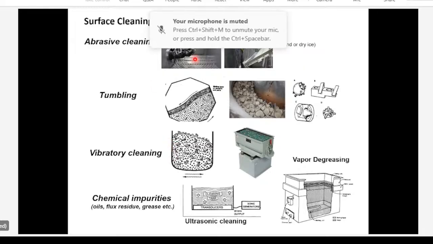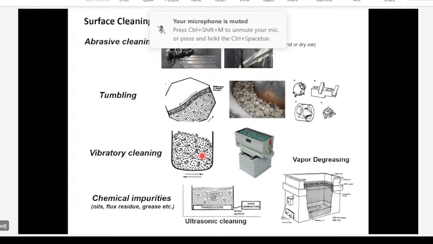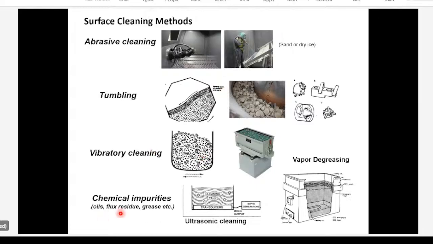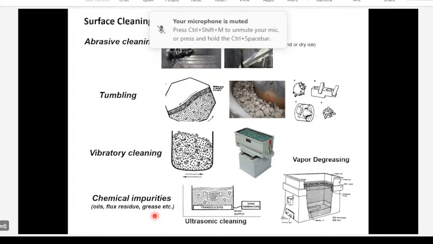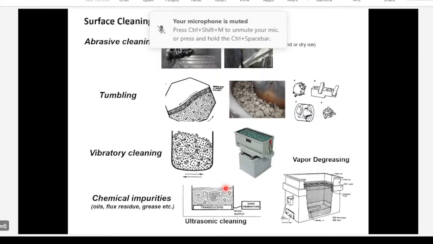So all those three methods work for removing mechanical impurities, slag, oxide scale, sand inclusions. Those processes don't work on chemical impurities. So if you have oil, residue, fluxes, grease, any chemical contaminants, then you cannot use these processes, obviously. You have to use chemical methods. And we know that we use alkaline solutions or acidic solutions to clean the surface. You use ultrasonic cleaning processes, or you use what's called the vapor degreasing process.